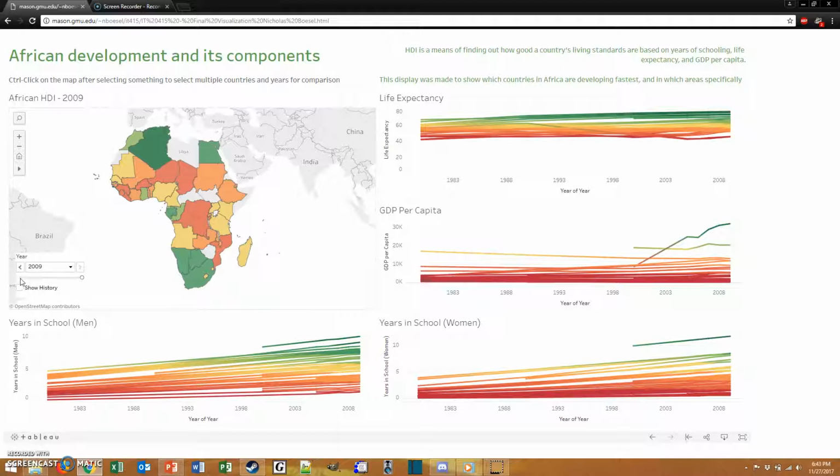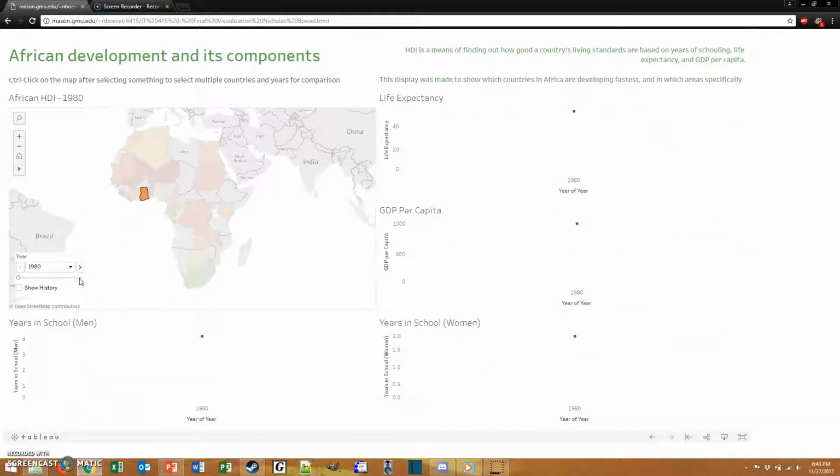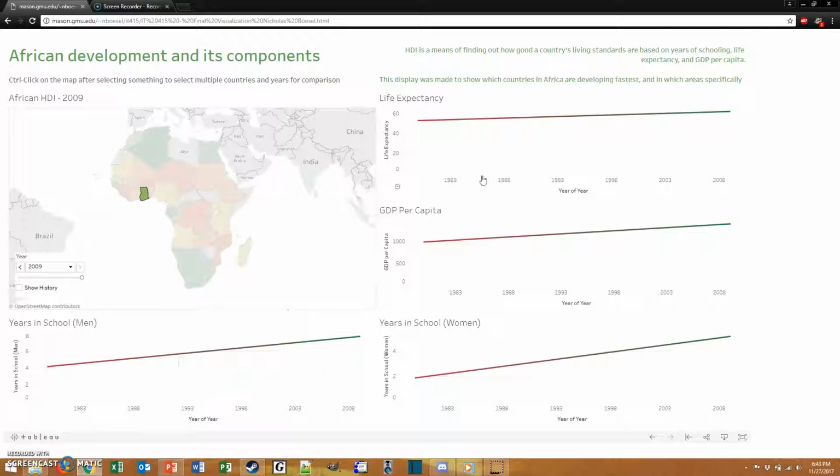You can also see how fast some of them have changed. Many countries that are in the green range now used to be in yellows or even oranges. One example being Ghana, and you can see a huge increase in how Ghana in 1980 is compared to Ghana in 2009.